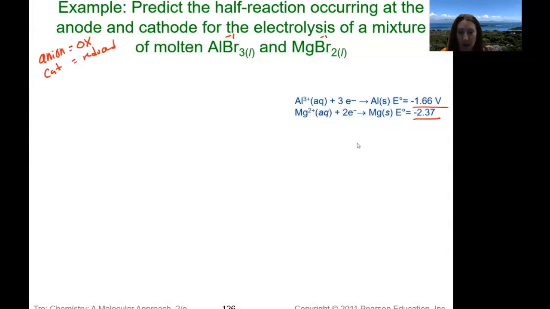Okay, so whoever's closer to the top, or more positive, or least negative, will be the easiest to occur. That will be the most likely reduction. And since aluminum is closer to the top, or less negative, more positive, that will be the one that will be reduced. So bromine will be oxidized and aluminum will be reduced.